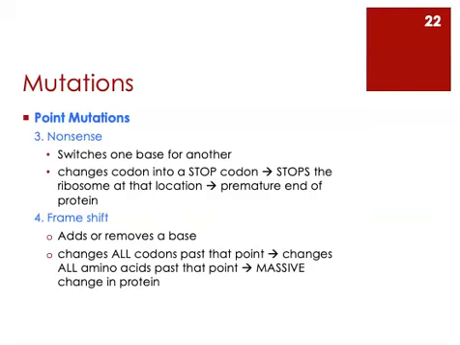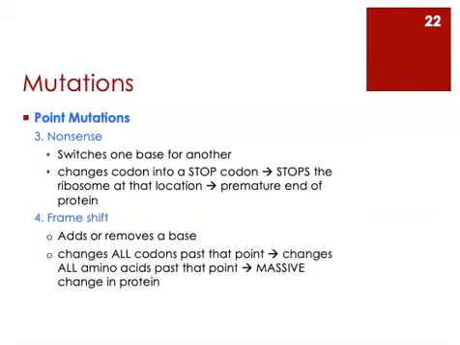Finally, there are what we call frame shift mutations, and these are not substitution mutations, because instead of swapping one base for another, in a frame shift mutation, either an extra base is added in or a base is removed entirely. That's a very important difference from a substitution mutation. We're either adding in an extra base or we're removing a base entirely. That causes the shift in the reading frame. It causes a shift in all of the codons from that point forward.